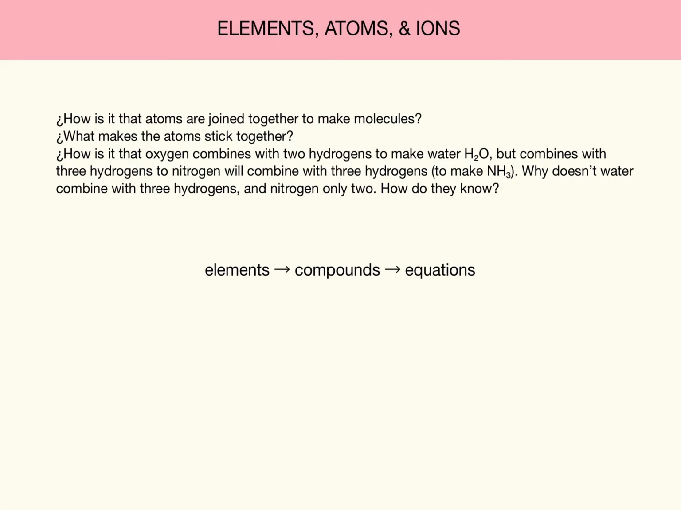How is it that atoms join together to make molecules and compounds? I mean, what makes the atoms stick together? And how is it that oxygen requires 2 hydrogens to make a compound, whereas nitrogen is going to require 3 hydrogens, and chlorine only needs 1?